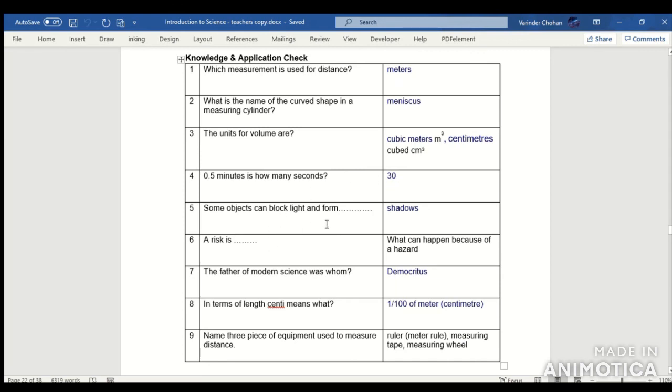Question 6, what is a risk? A risk is what can happen because of a hazard. Question 7, who was the father of modern science? Democritus. Question 8, in terms of length, what does centi mean? 1/100 of a meter. Question 9, name 3 pieces of measuring equipment used to measure distance. A ruler, a tape measure, or a measuring wheel.